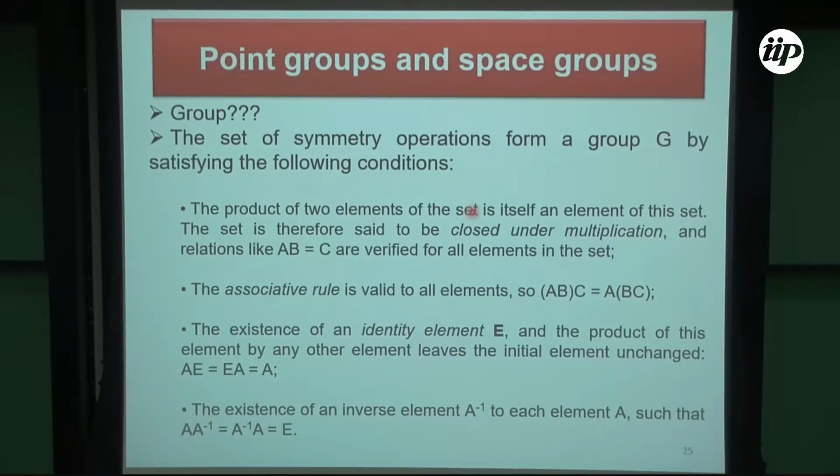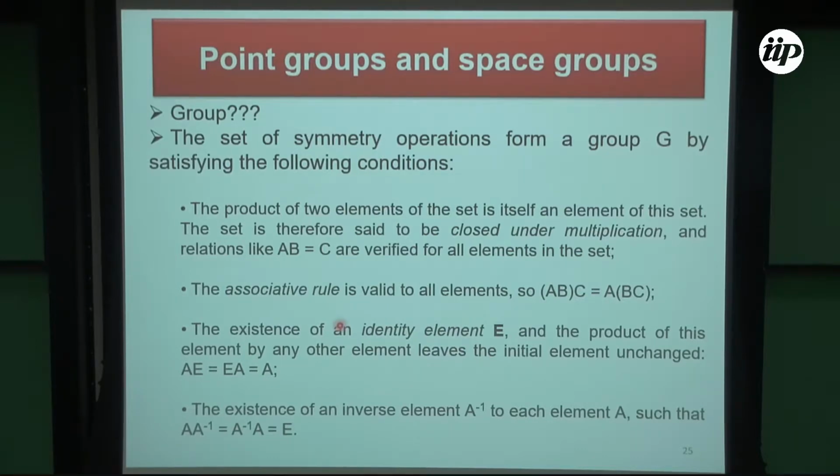You have this associative rule, okay, and this is valid for all elements. These are like symmetry operations, okay? For example, if I do C and then I do AB, it's the same as you do BC and then do A, okay? These are like rules for a set, as we see in mathematics. So the existence of the identity is mandatory. You need the identity; it's always there, all right?